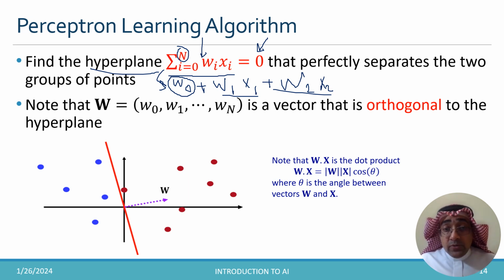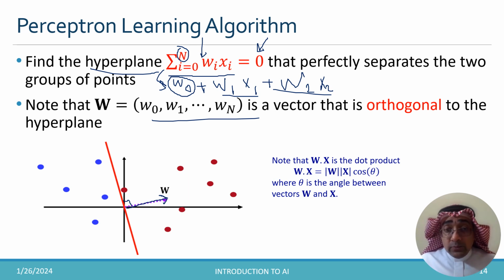And note that w can have n features, and for each feature you will have a weight, okay? So it's nothing but a vector, and this vector is always orthogonal. It's going to have a 90-degree angle with the line. So this is the vector w. You can see the vector w here, okay? Vector w is always orthogonal to the line that we have, okay?